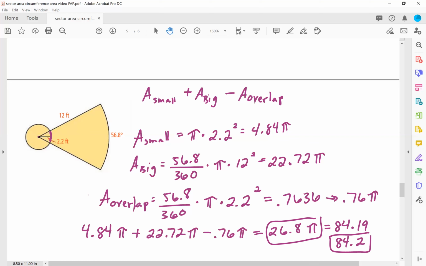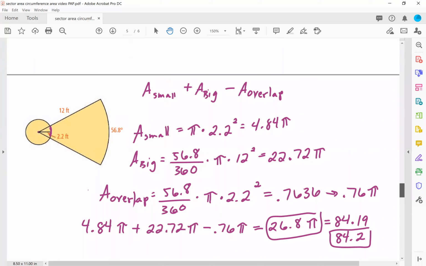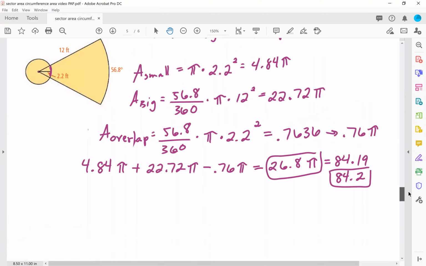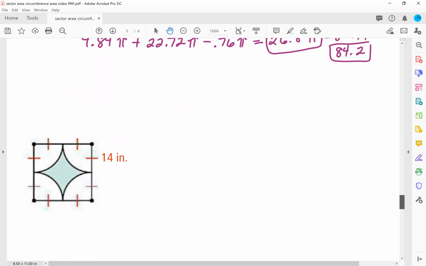So there's that one. Just with these kinds of problems, you have to think, okay, what do I need and what do I need to get rid of? Like, what do I not want to double count? So anywhere that they're overlapping, you have to subtract that out at least once.